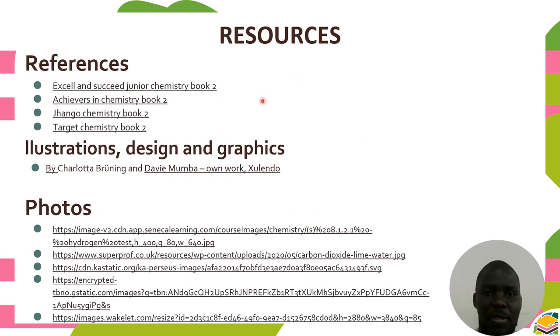So to find more about the lesson that we have covered in this video, we can refer to the resources which have been listed in the references. We have Excel and Succeed Junior Chemistry Book 2, Achievers in Chemistry Book 2, Discovery in Chemistry Book 2, as well as Target Chemistry Book 2. For the photos which we have used in this video, we also have some links which we can also Google and find more on the resources.